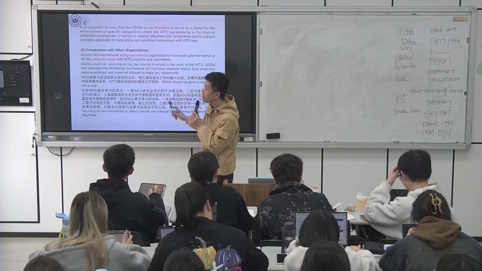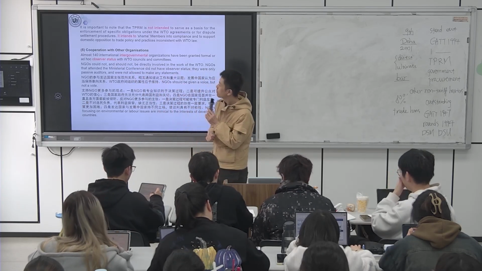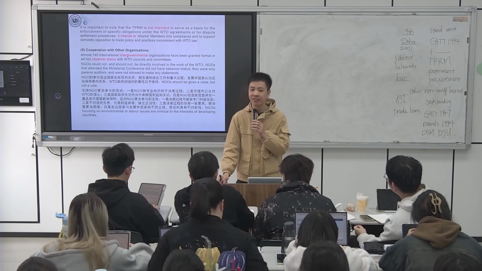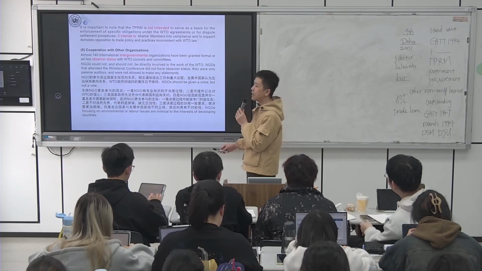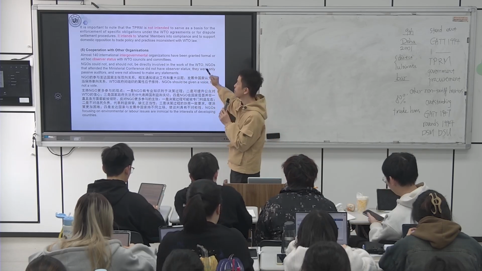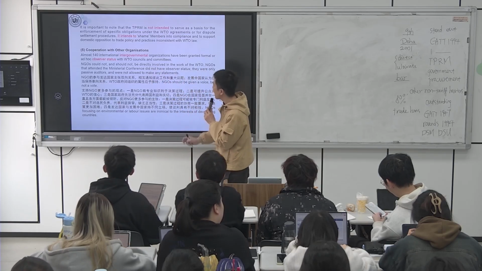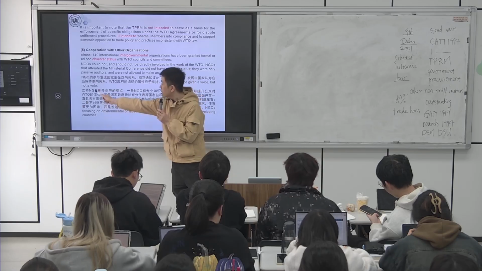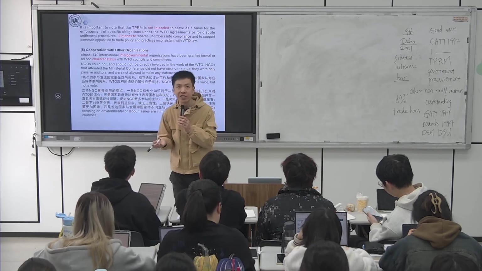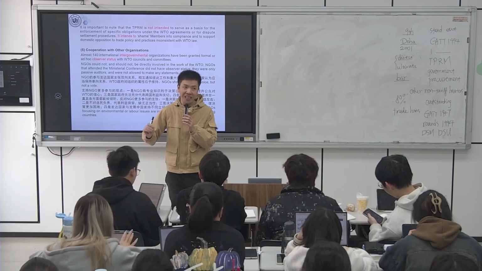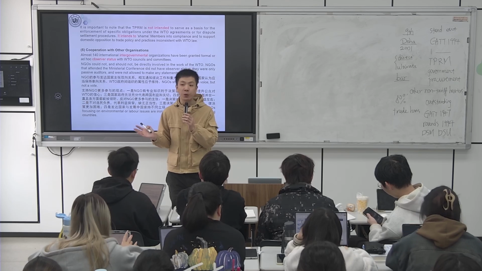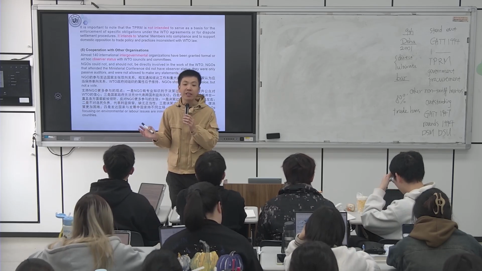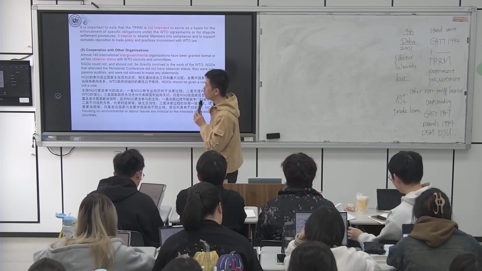Next part, cooperation with other organizations. For example, the UN, United Nations. What's the relationship between the WTO and the United Nations? And NGOs. NGOs means non-governmental organizations. They are private civil society organizations, for example, an organization for environmental protection. Environmental law.